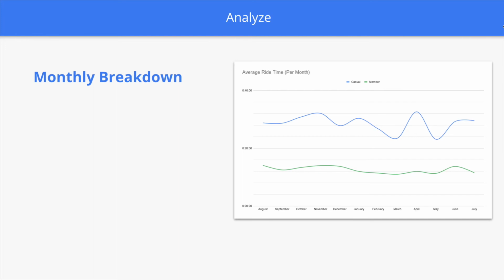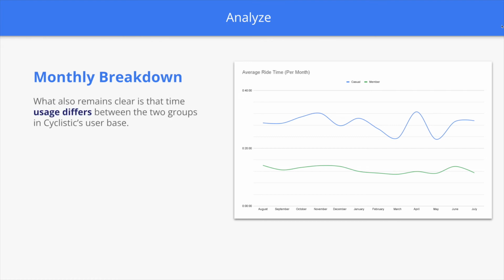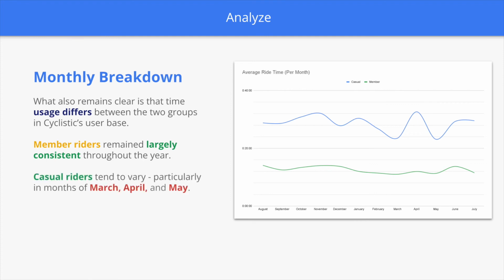Now, what we also have here is a breakdown of average ride times for casuals and members over the course of the year. What we can generally see is the difference in average usage across the year between casuals and members. What seems to be the case is that members tend to be more consistent with their cycling habits over the year. The variance is also most pronounced in the months of March, April, and May.